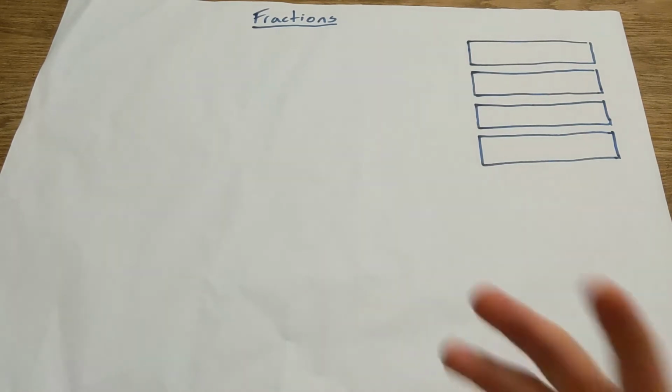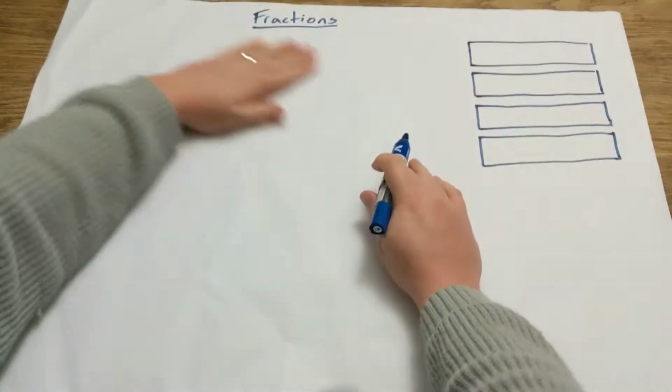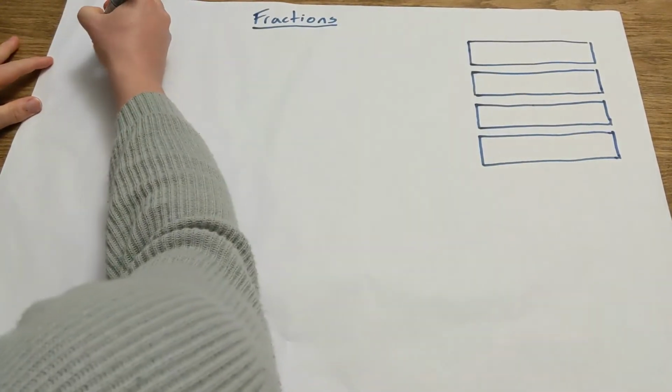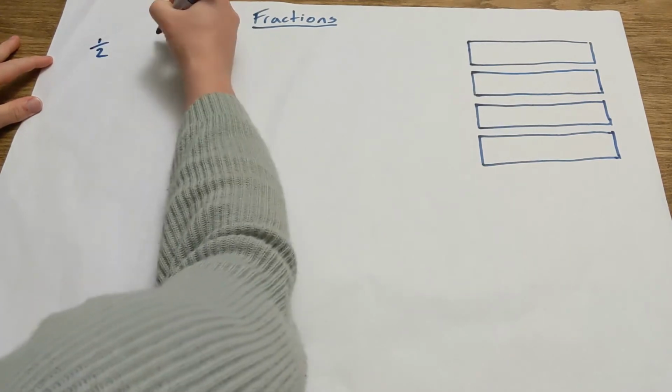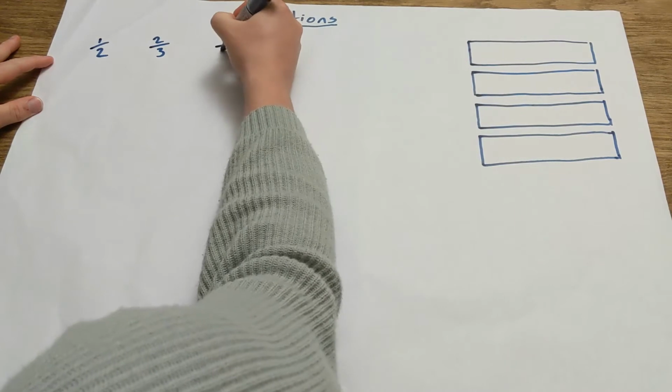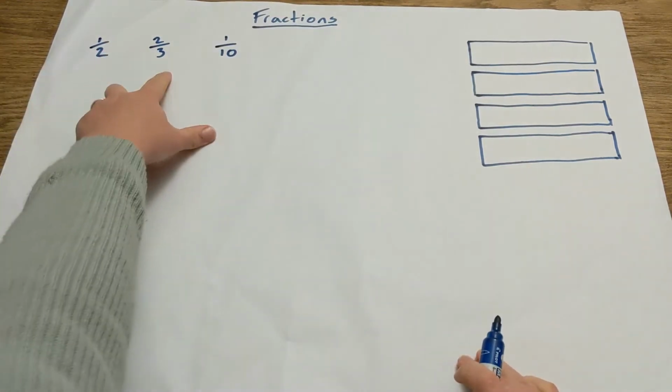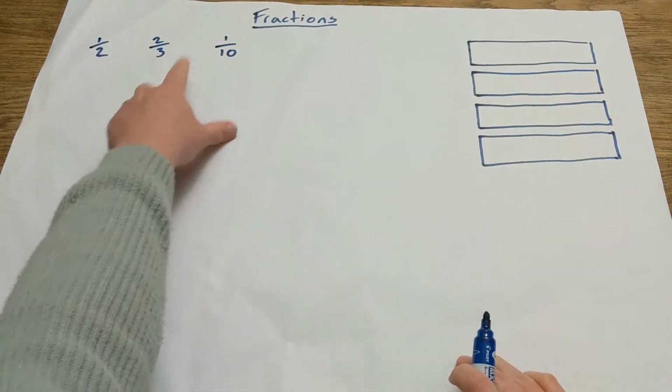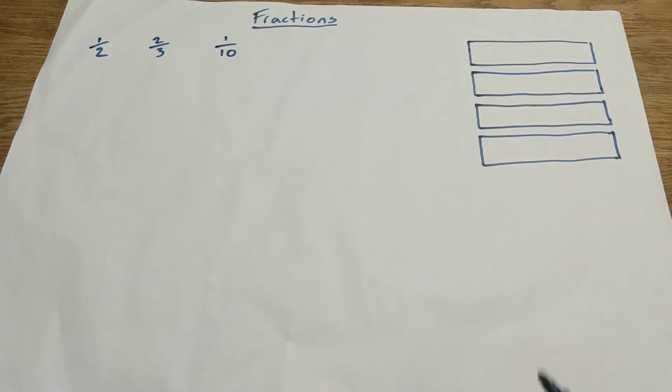Now a fraction is just another way of saying part of something, okay? So examples of fractions, which hopefully we've seen before, are a half, 2/3, 1/10, things like this, okay? These are all fractions, and they're used to represent part of something, okay?